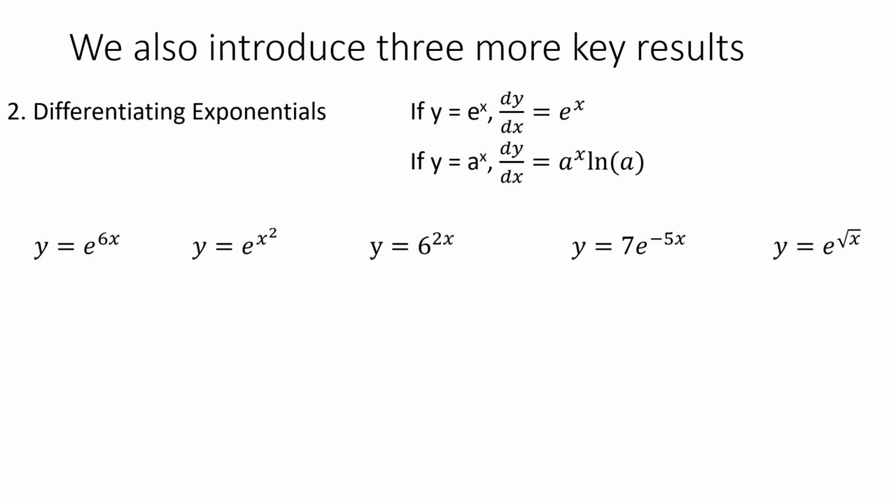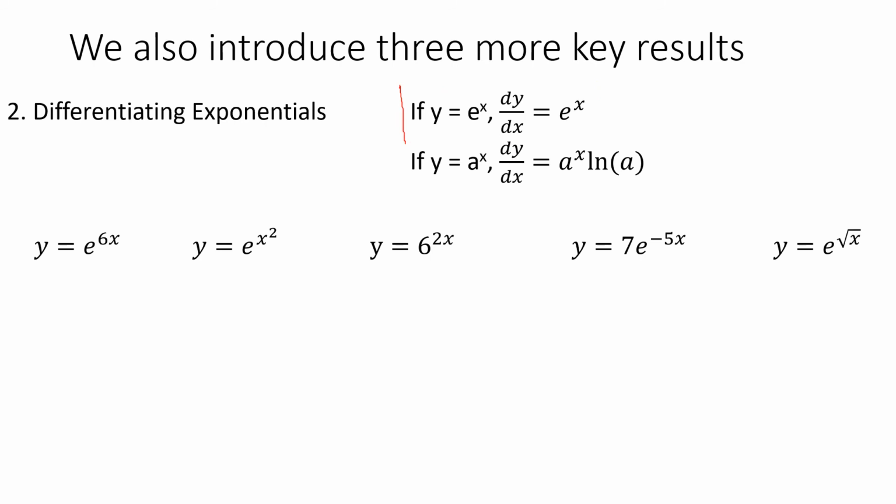Okay, so I said there are 3 results that we're going to introduce. So that was our first one, that was for sine and cos. The next one is for exponentials. We actually mentioned this one when we did e to the x earlier in the year, that the whole point of an e to the x function is that its gradient is always the same as its y value. So if you differentiate it, you just get the same result.